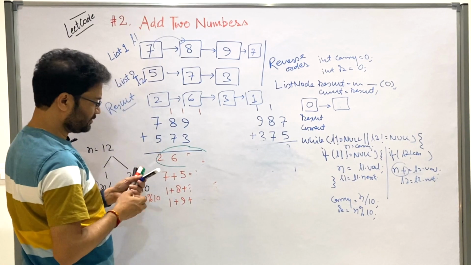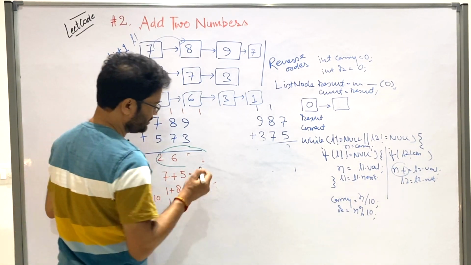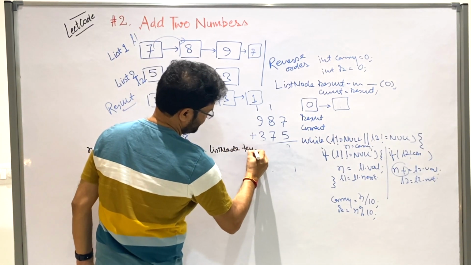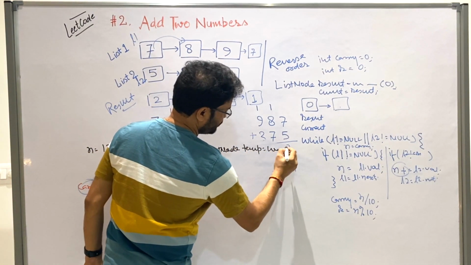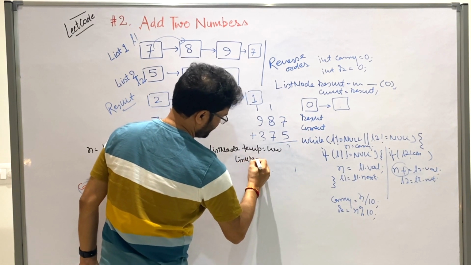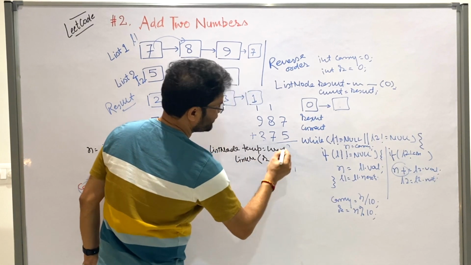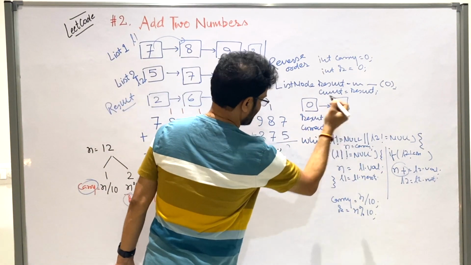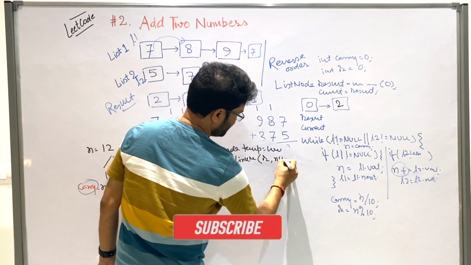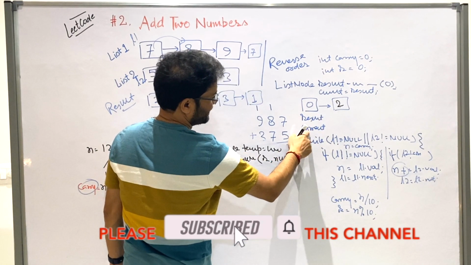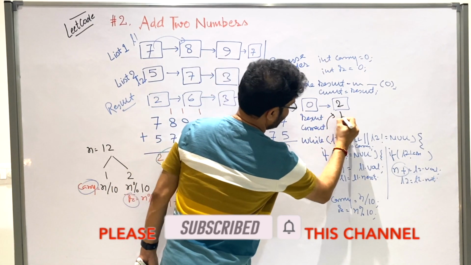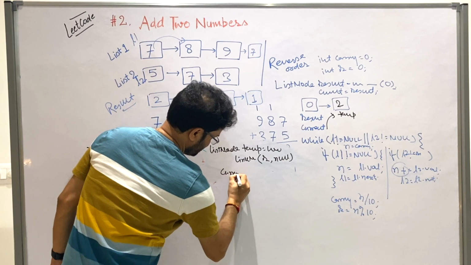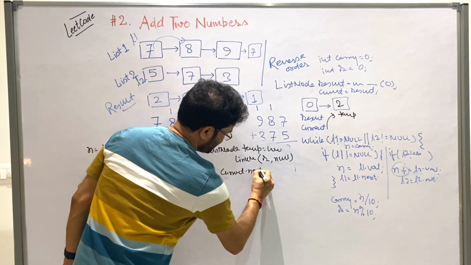So what will we do? We will create one ListNode temp, a new ListNode, and pass this R, whatever number it is according to this, 2, and null. Then you have to point, now this is a temp, right? So this current should point here. So current.next is equal to temp.